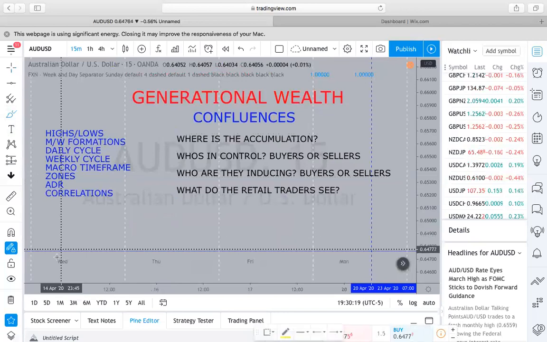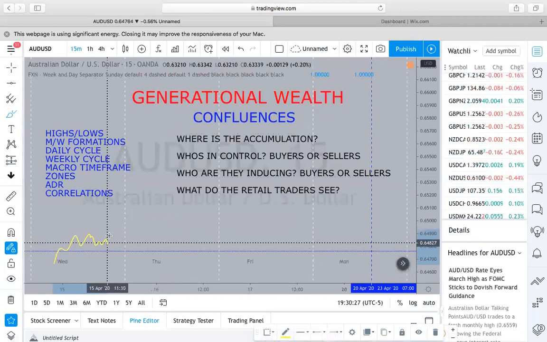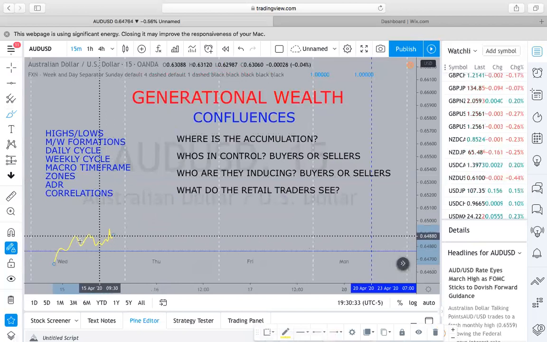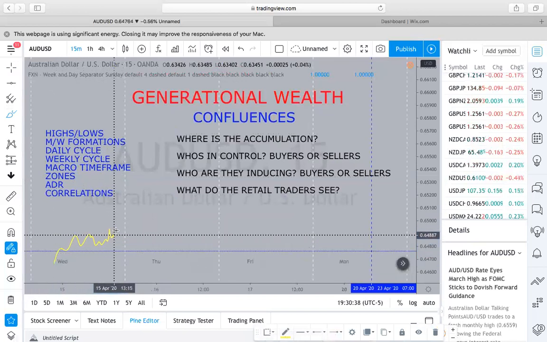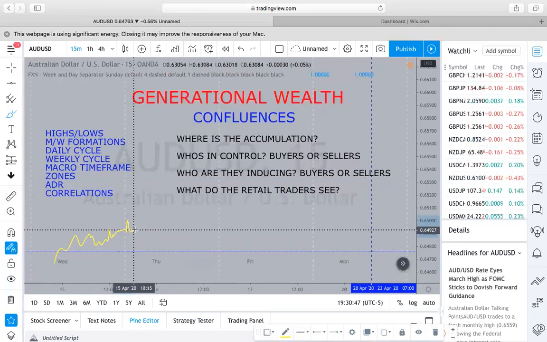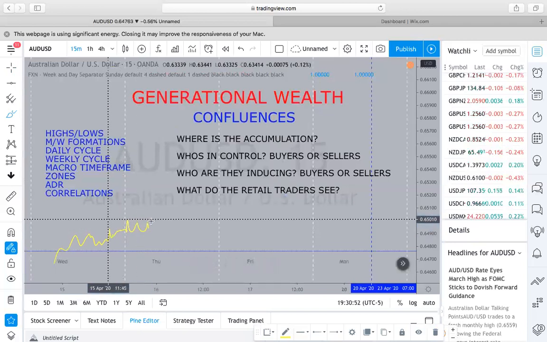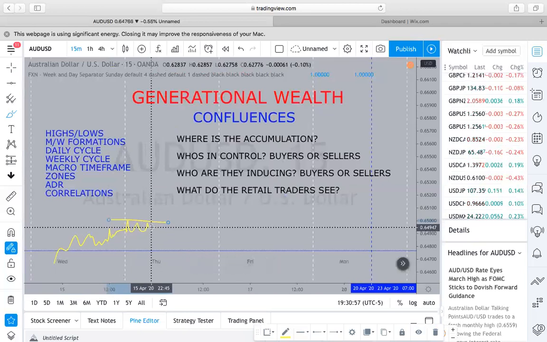Okay, so we're on an uptrend, and price is now in accumulation, grabbing orders, up, down, whatever. Now, who's in control? Of course, we see the buyers are in control, right? Who are they inducing? Once we get to these highs, playing around with these highs, to me, it looks like they are inducing buyers as well as sellers.